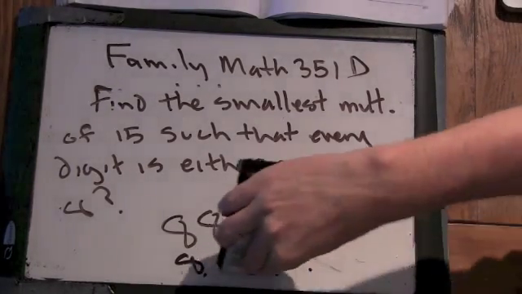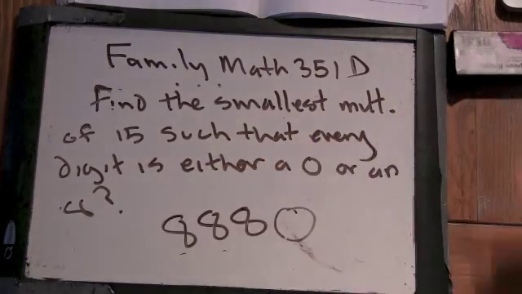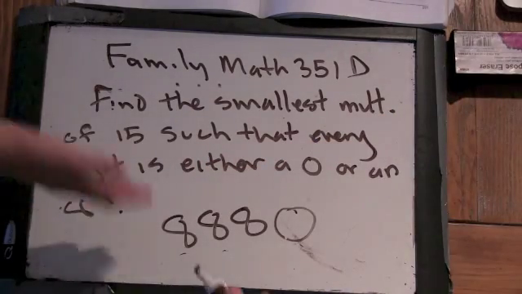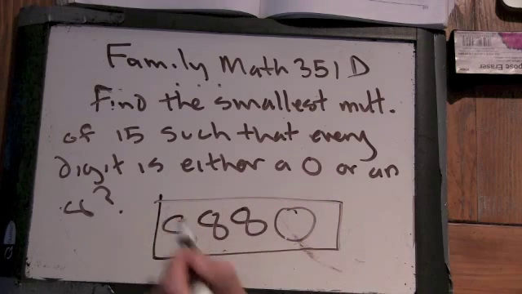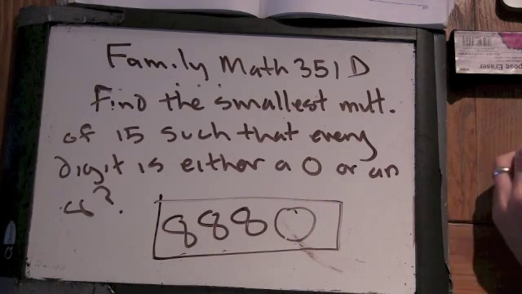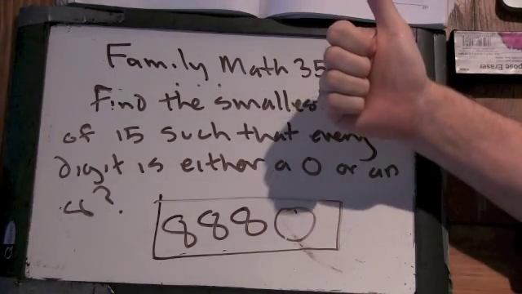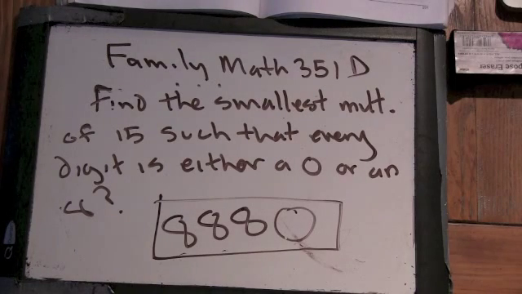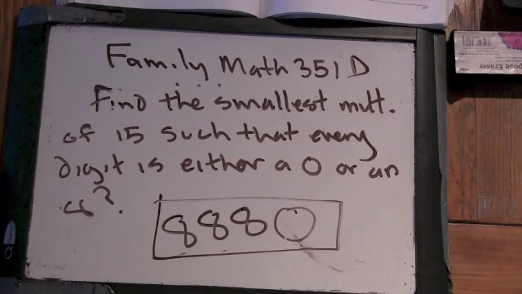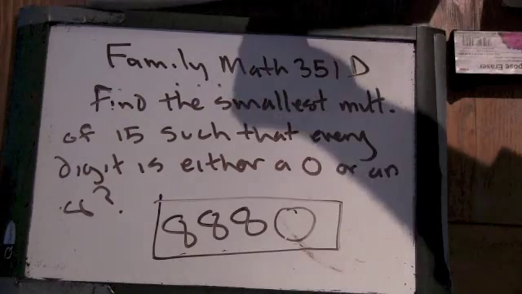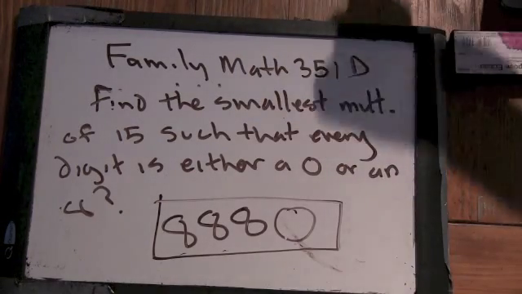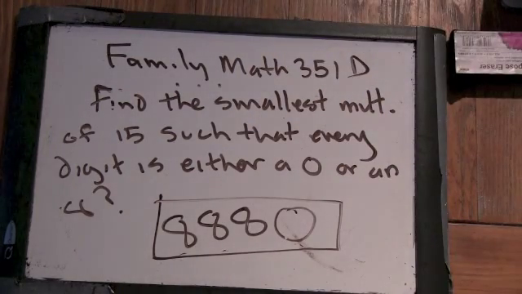So the question was to make one that's divisible by 15. This one. And why can we be pretty sure this is the smallest? Because you have to end in a 0, and then the digits have to sum to a multiple of 3. And 8s aren't divisible by 3. So I need 3 8s.